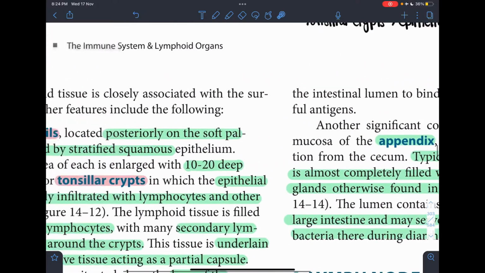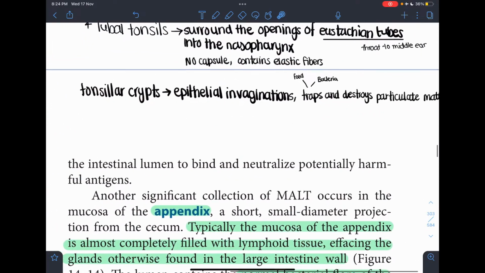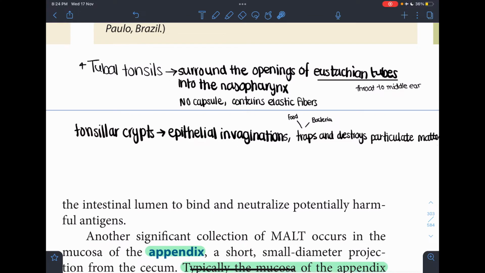And the fourth type, which is not mentioned in the book but the professor has mentioned it, is the tubal tonsils. The tubal tonsils surround the openings of the eustachian tubes. The eustachian tubes are tubes that connect the throat to the middle ear. They open into the nasopharynx, and they have no capsule. They also contain elastic fibers.